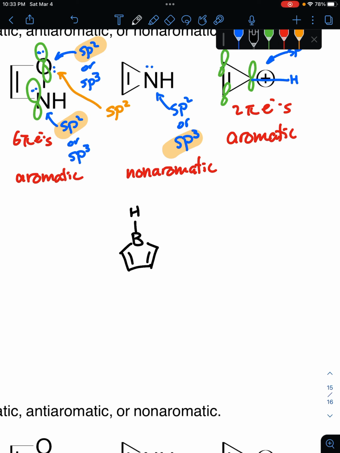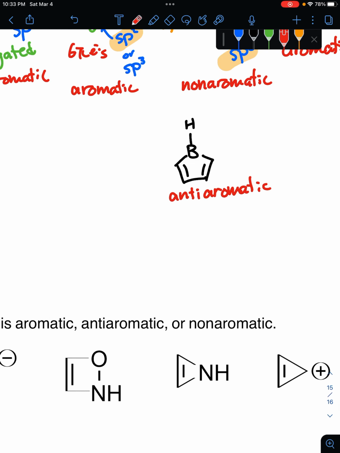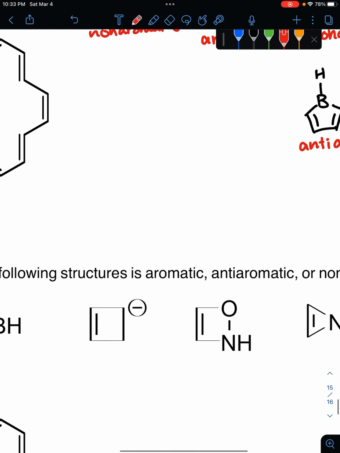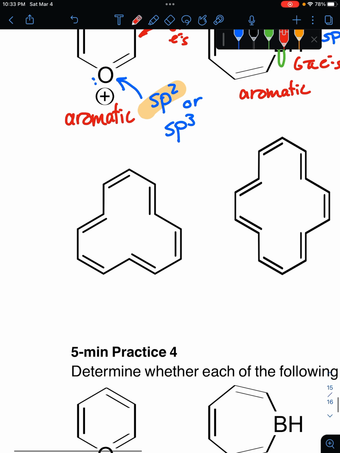that boron has to be sp2 hybridized, and it has an empty p orbital, and this would have 4 pi electrons. There's nothing on boron, and so that would make this anti-aromatic, because it's pretty difficult for a 5-membered ring to not be planar. So all the 5 atoms here would have to be conjugated. So this would be an extremely unstable molecule.